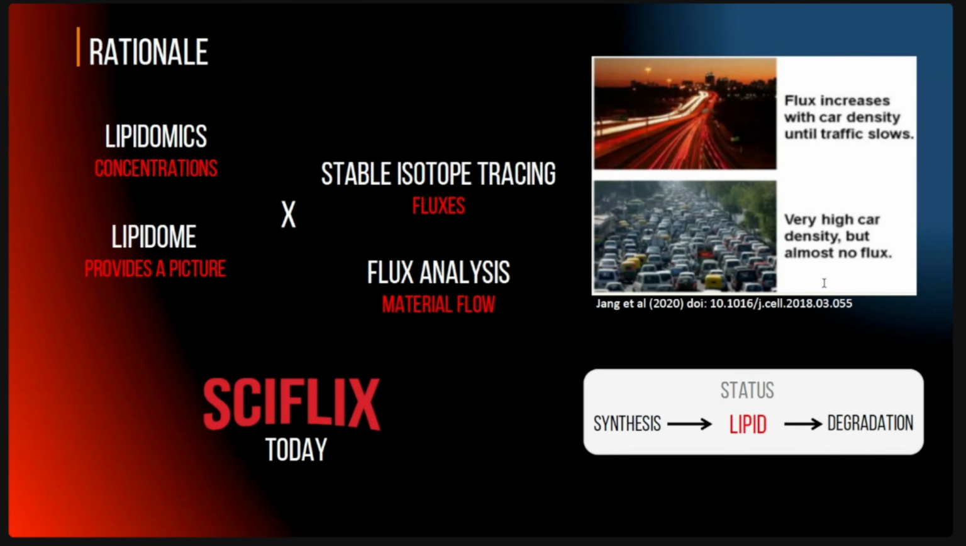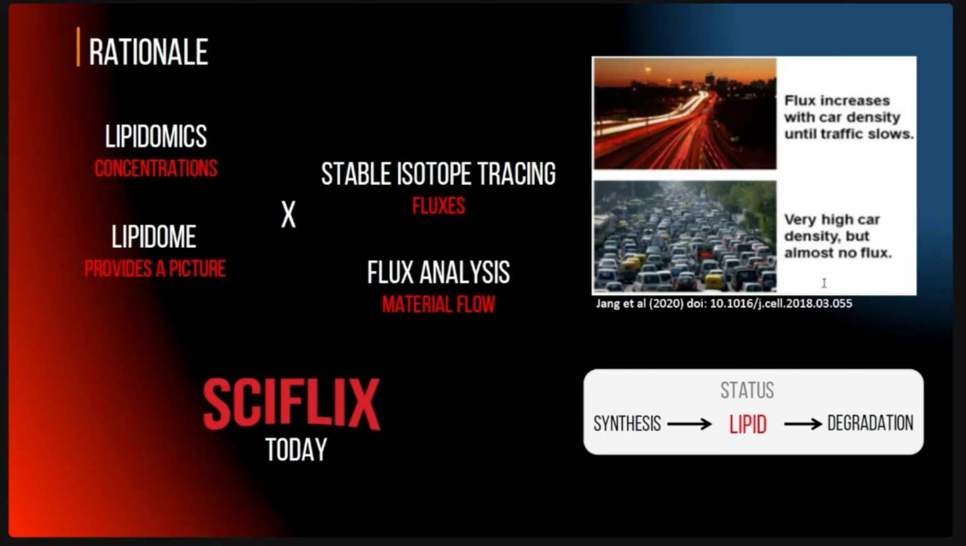And then the rationale of using stable isotopic tracing is that by doing lipidomics, we know a lot about the concentration. So we know the abundance of the lipidome of a cell, which is more or less like a picture. And then the stable isotope tracing, on the other hand, gives us flux. And when you do a flux analysis, then you know about the material flow from one end to the other.